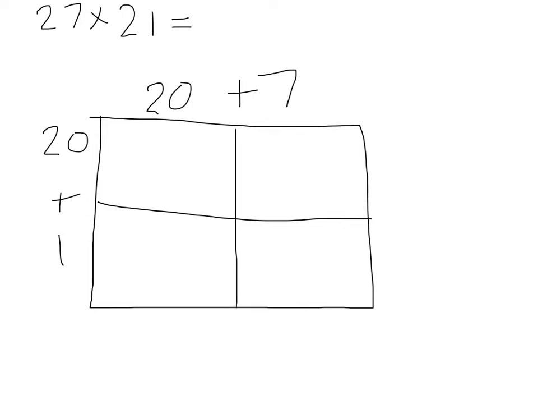So in this box I'm going to multiply 2 tens times 2 tens, or 20 times 20. And so that's going to be 4 hundreds, or 400.